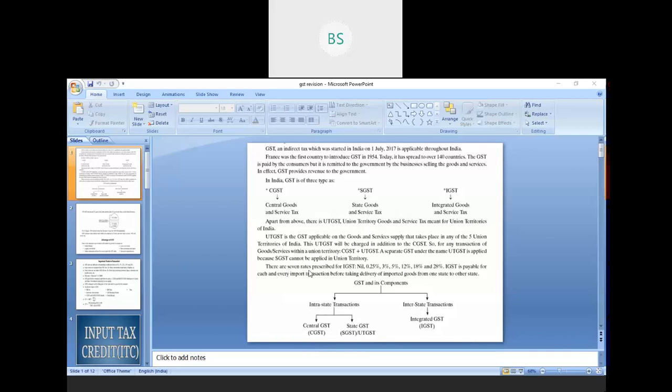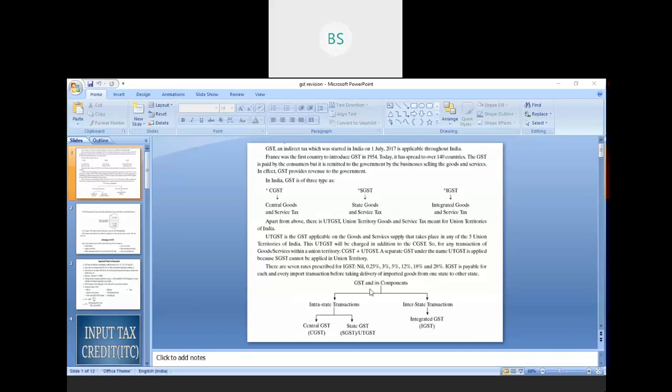Okay, so there are rates prescribed for IGST. There are different rates like 0.25 percent, 3 percent, 5 percent, and 18 and 28 percent. So these are the GST rates they have given. IGST is payable for each and every import transaction before taking delivery of goods from one state to another state. When IGST is applicable, we know very well: when the transaction is happening from one state to other states.